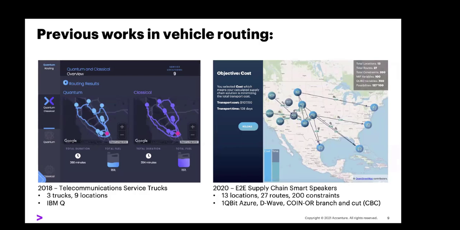Sometimes when you're doing a quantum project, you learn something new about a formulation and you're like, well, I can't run this at scale efficiently on my quantum computers yet, but I can tweak it to run on a classical computer, and it may be something that I can go deploy and use today. We were in that mindset when we were revisiting this problem. And you can see we got 13 locations, 27 routes, and 200 constraints.